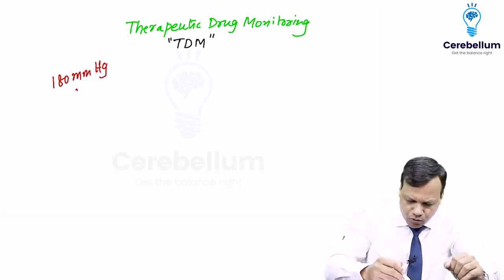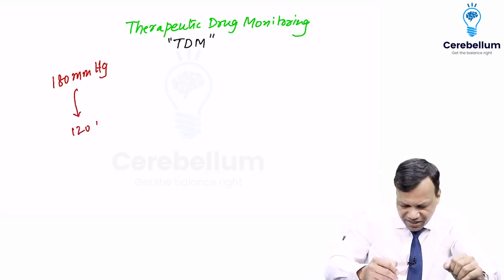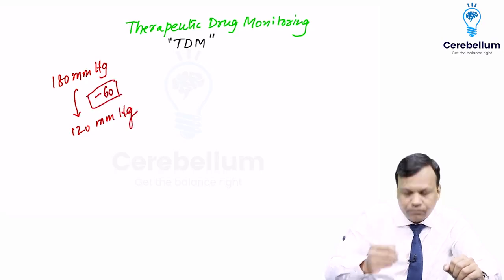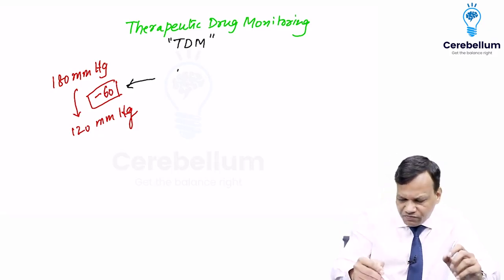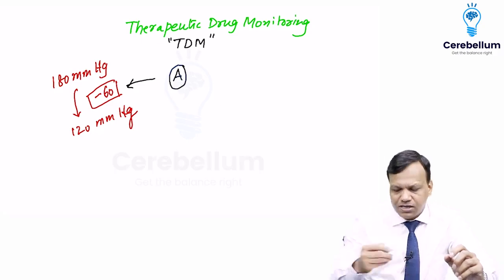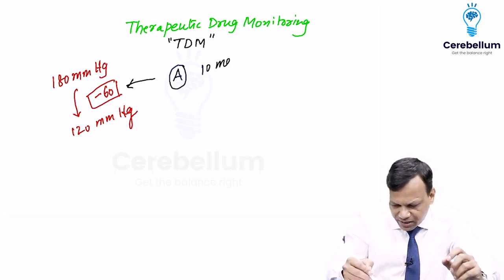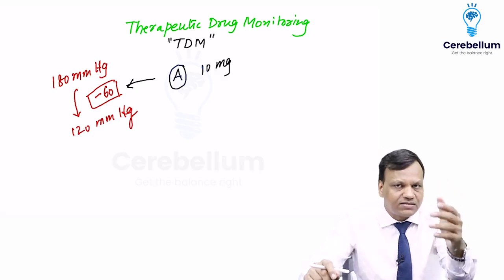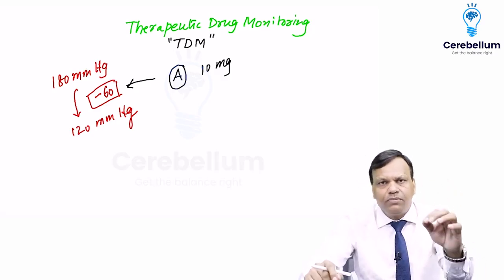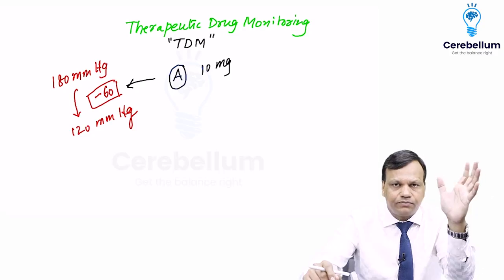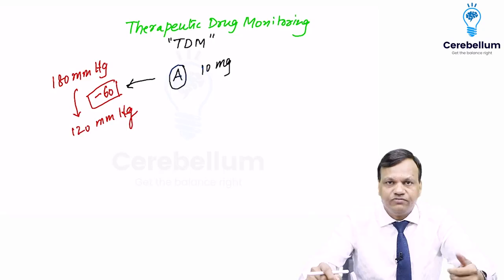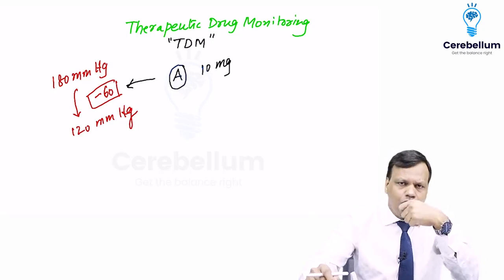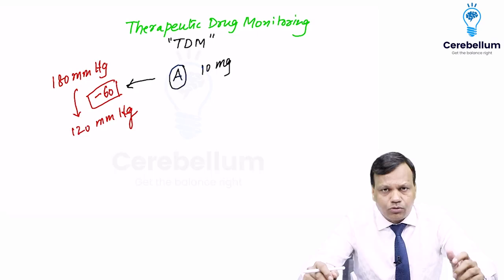And you want to reduce it to 120 millimeter of mercury. That means you want to reduce it by 60 millimeter of mercury. And for reducing the blood pressure, you give an antihypertensive drug. Suppose you give a drug A, which is an antihypertensive drug. The standard dose of this drug is suppose 10 milligram. So the person has come to you with hypertension, you give him 10 milligram of drug A. Now, how will you come to know whether this dose is enough or not? Whether you need to give 5 milligram or you need to give 20 milligram, how will you come to know?